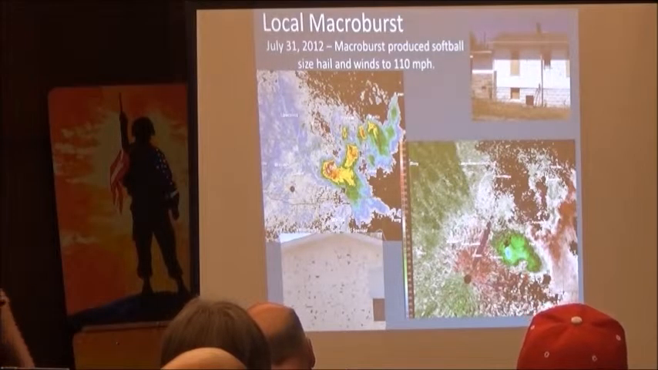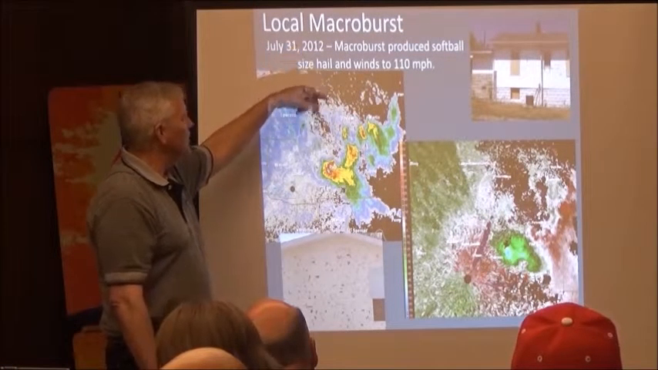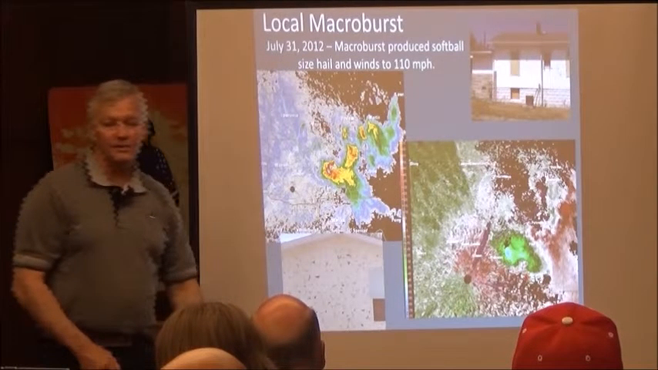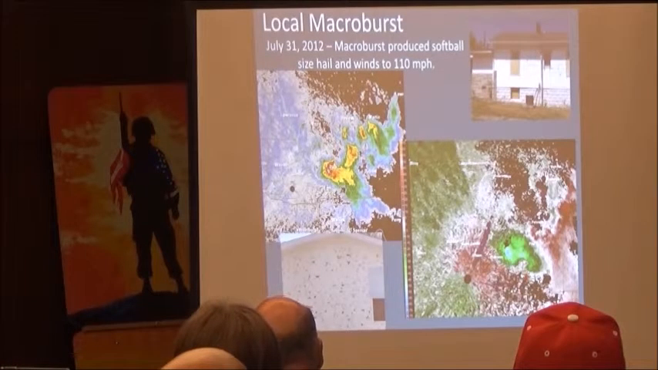And here's just like the one that occurred here. We had one a couple of years ago. Produced softball size hail and winds to 110 miles an hour. Bottom line, downbursts can be some really bad dudes.